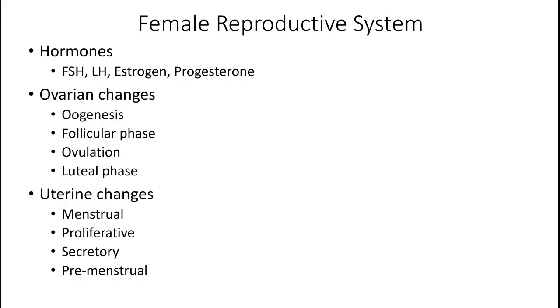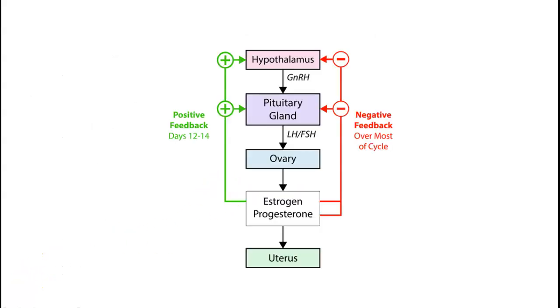Now, with this 28-day cycle, we had this feedback system with the hormones. So that was sort of governing all of these changes. Not only did we see changes in the ovaries, but then we also saw changes in the uterus. So we talked about the menstrual phase, the proliferative phase, secretory phase, and premenstrual phase. So this is the little feedback.